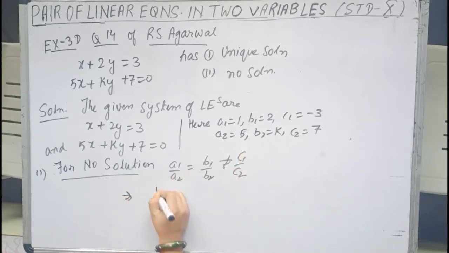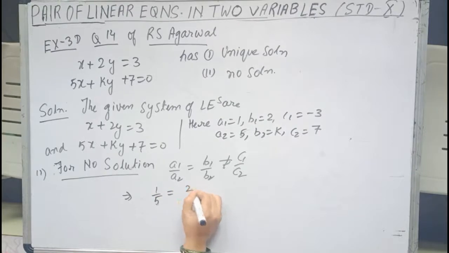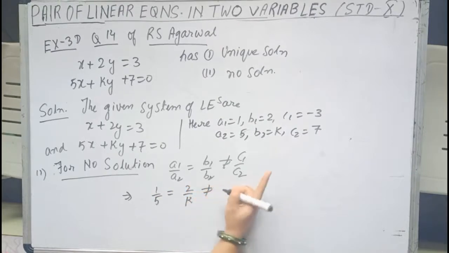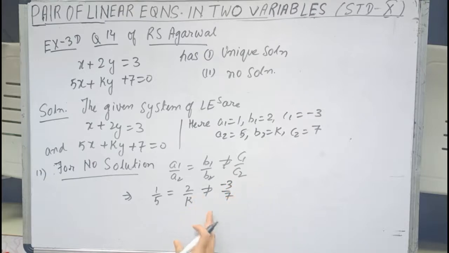This implies, let us put the values: 1 by 5 equals 2 by k is not equal to minus 3 by 7. Now the question is asking for what value of k this has no solution. So from these two equations I will be getting k equals 10, and from these two equations I will be getting k equals minus 14 by 3. K is not equal to that, but the question is asking for what value of k. So I will be taking that equation in which I will be getting the value of k.